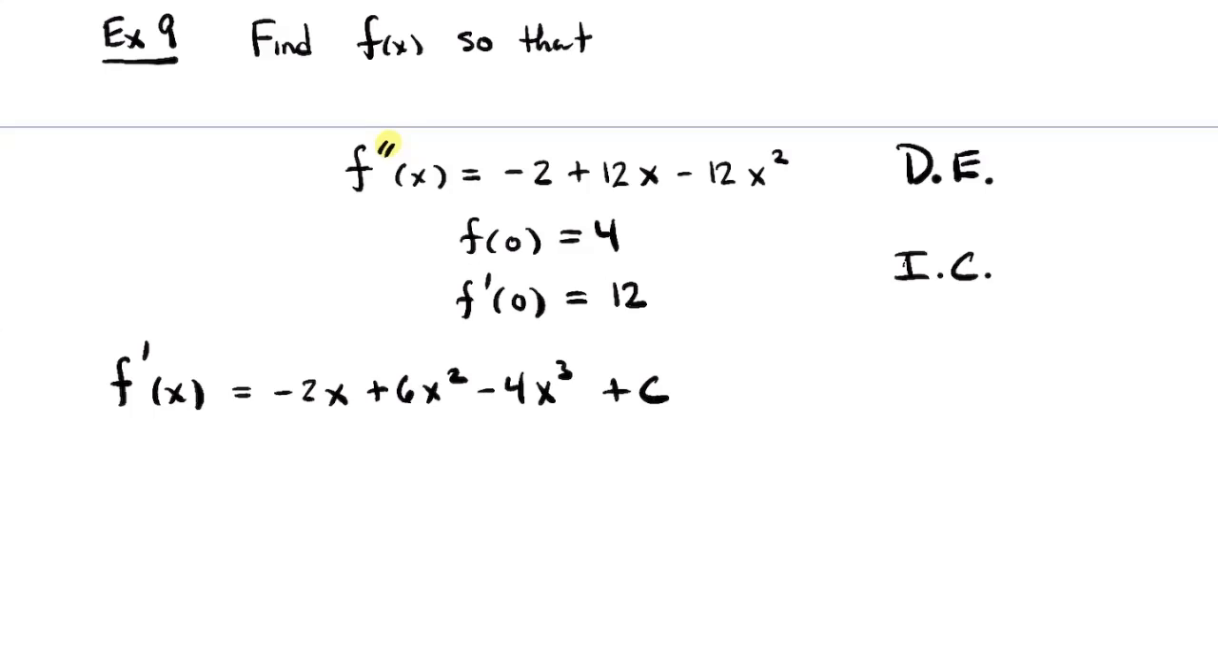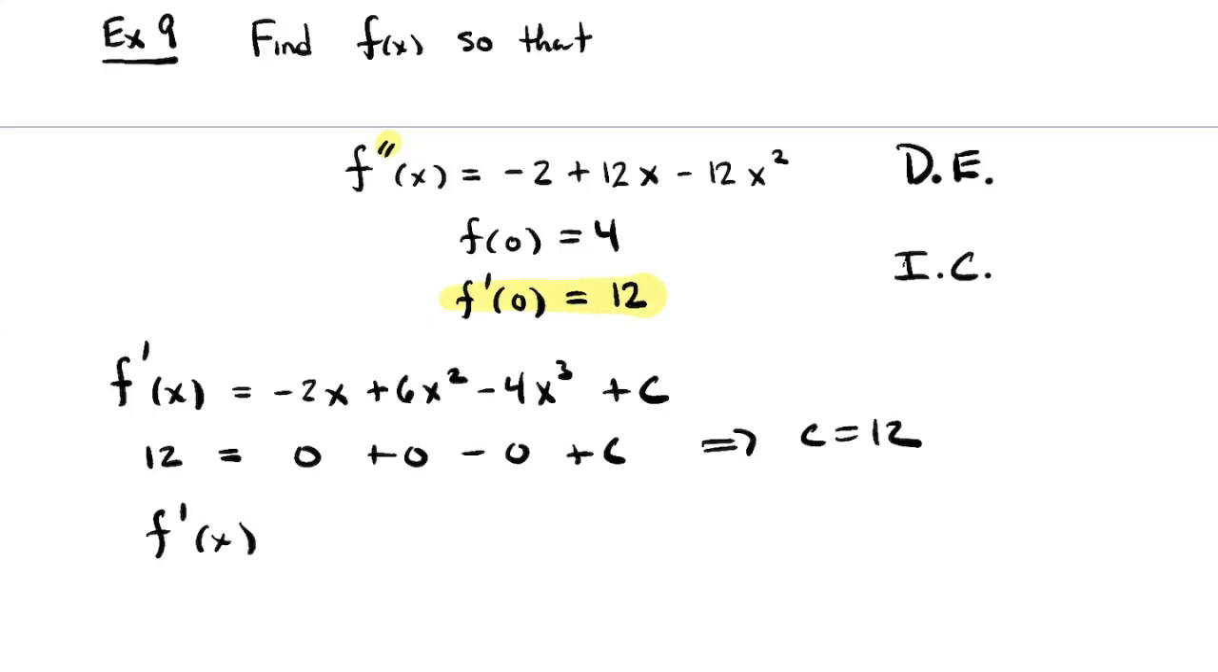And now I'm going to use this initial condition that when I make x 0 in the first derivative, the output is supposed to be 12. So 0 plus 0 minus 0 plus c, that means that c has to be 12. Okay, so we've recovered our derivative. Our derivative is negative 2x plus 6x squared minus 4x cubed plus 12.